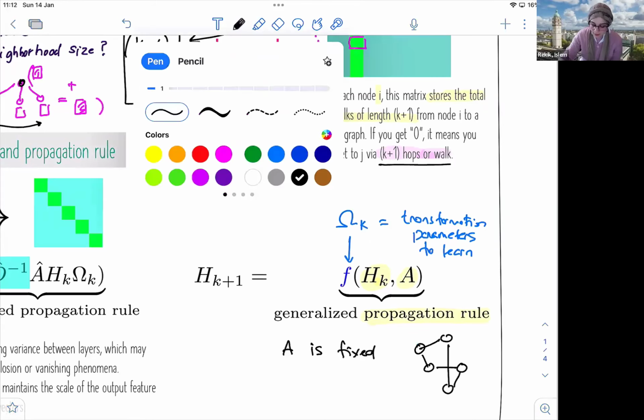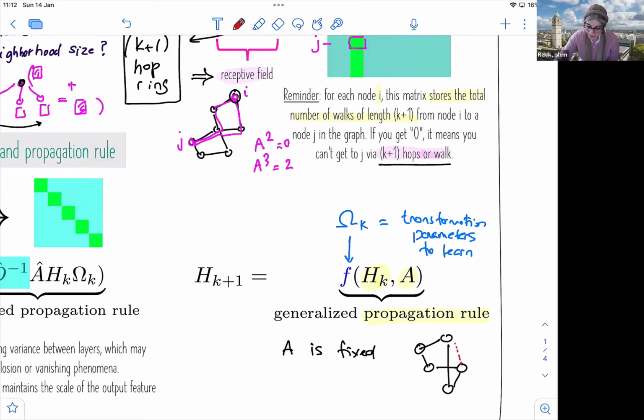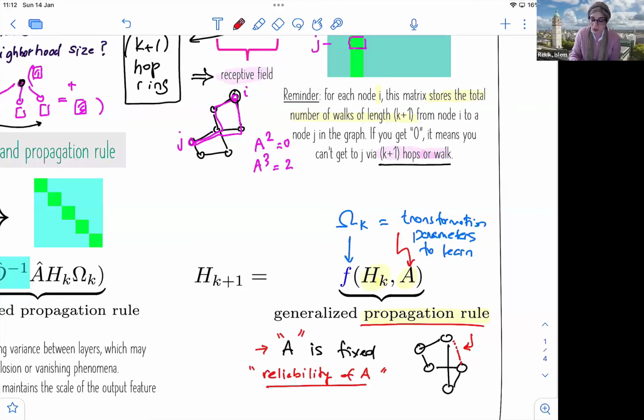But let's say these two nodes actually should be connected, but because of the way I constructed the graph, they were disconnected. So somehow, my results depend on the reliability of A. If A has noise, or it has outliers, or it has mistakes, then this will mess up the whole propagation process, okay? So one thing you may consider is that maybe we need to learn how to fix A, or maybe we should not fix it during the learning process. Maybe we can make it learnable.